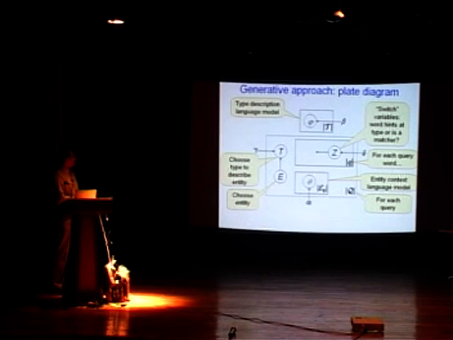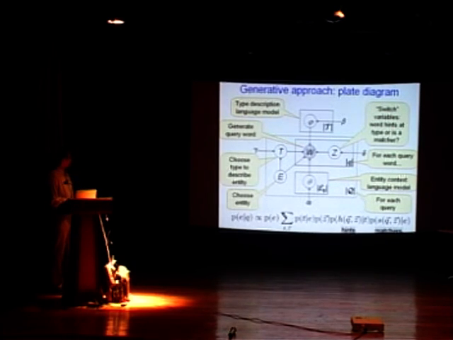There are all these hidden variables which I don't see. The only thing I see is the word, which may either be trying to describe a type using those two, or it is trying to describe the context of an entity. So this is the plate diagram in all its glory. In expression, it looks much easier.